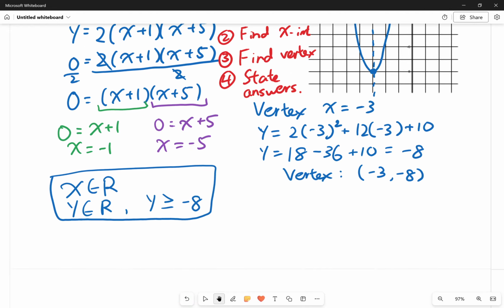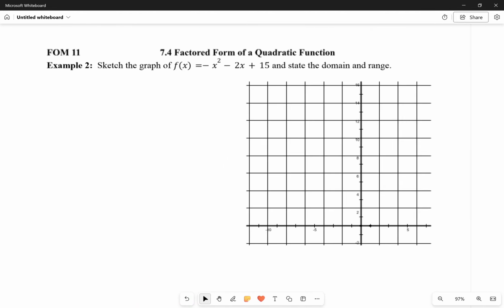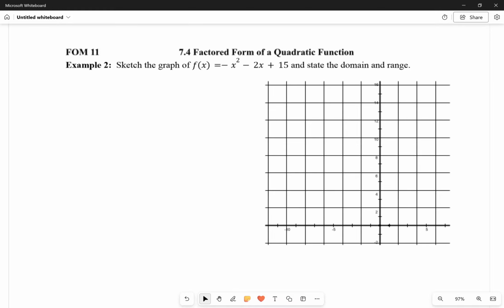So let's flip to the back. We're going to do another example. Here we go. Let's have a look at this. So this one, we have a negative value for a squared. So before we even start, we should say, hey, that's a negative. That means our graph is going to look like this. It's going to be a frowny face. That's fine though. Just because it's a frowny face doesn't mean we have to be sad.